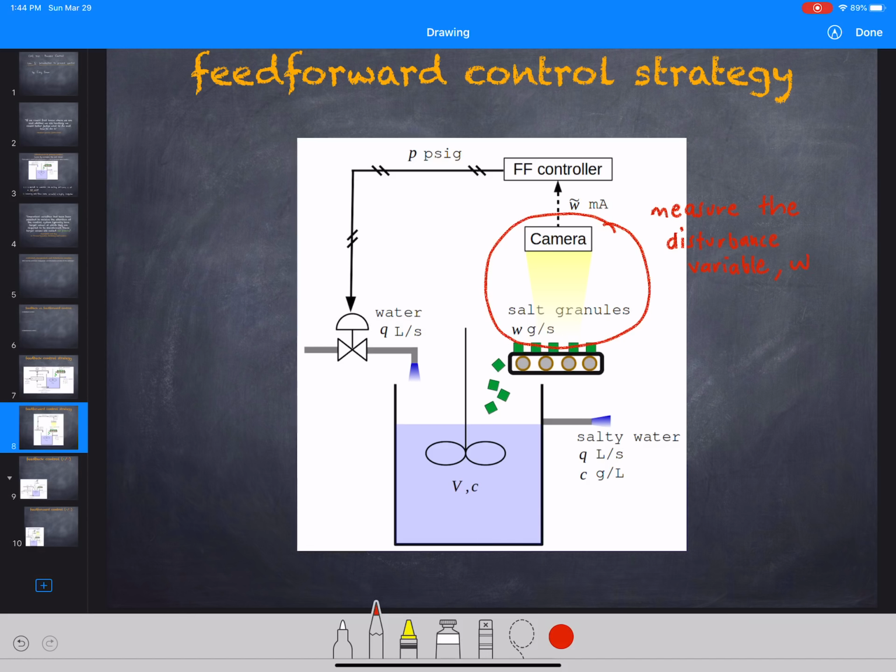Which is W. And so we have a camera here that analyzes the size of the salt granules, and tries from that to determine the mass flow rate of salt coming into the tank. So think of this as a measurement of W.